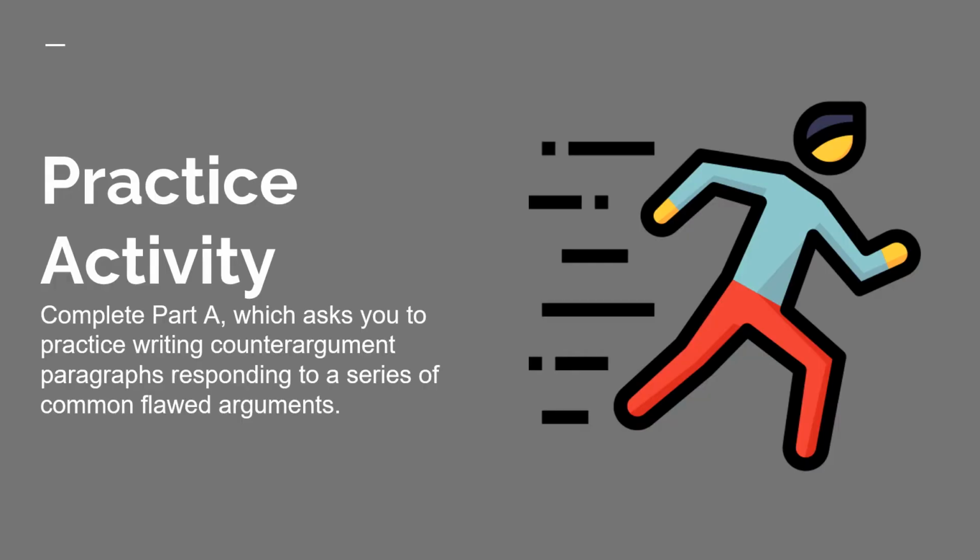It's time to pause this video to complete the first part of the practice activity. Complete part A, which asks you to practice writing counterargument paragraphs that respond to a series of common flawed arguments. And each of the flawed arguments here will feature a problem with the evidence statements. When you're finished with part A, go ahead and unpause the video so that we can go over some sample responses together.